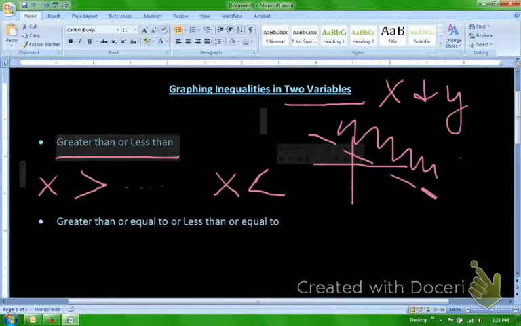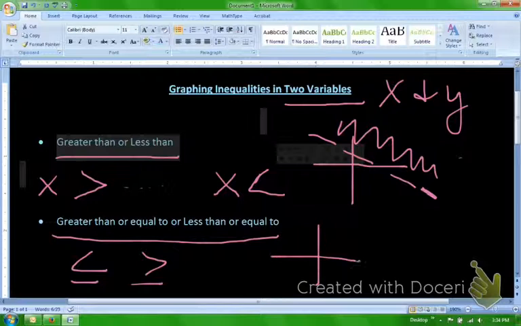We're going to move on to greater than or equal to, less than or equal to. These look like this, less than or equal to. We have that bar. Greater than or equal to. Again, we have that bar. That means that when we are graphing our function, the line is solid. Any point on that line is included.